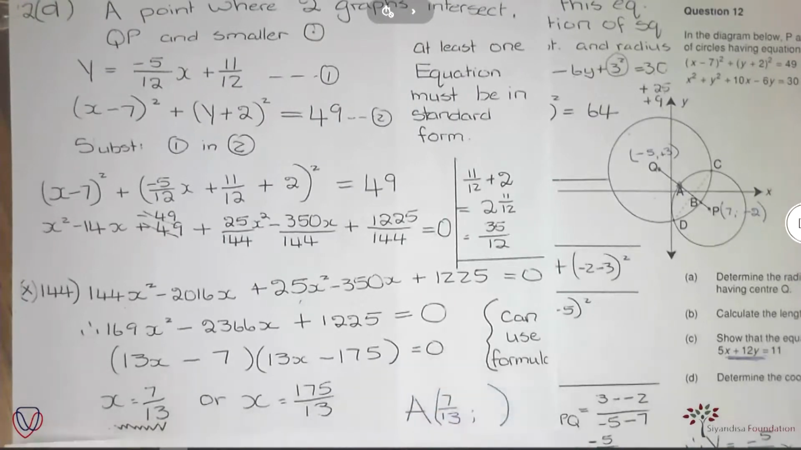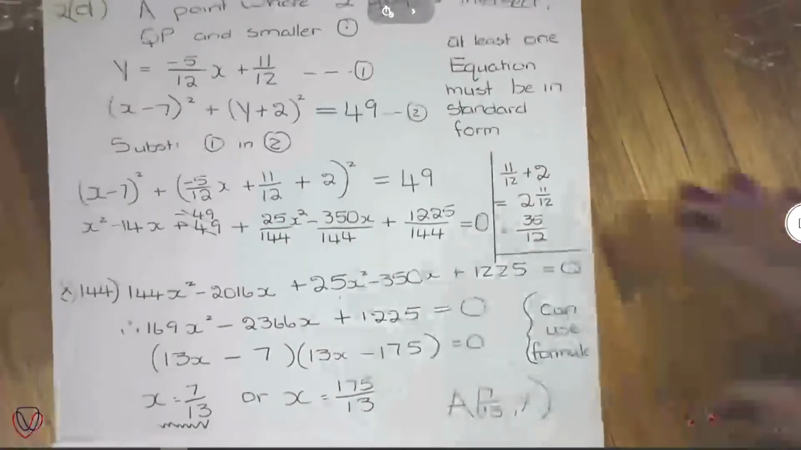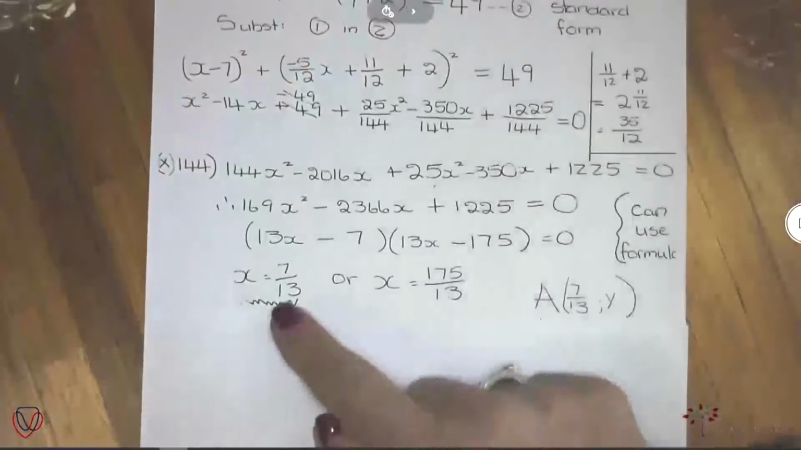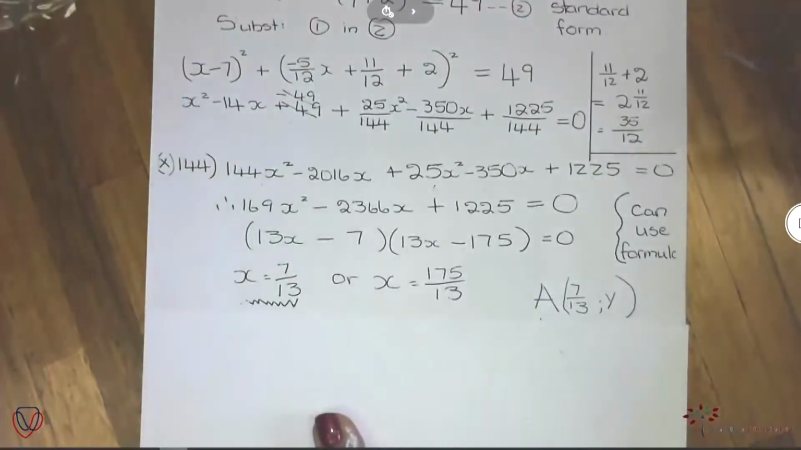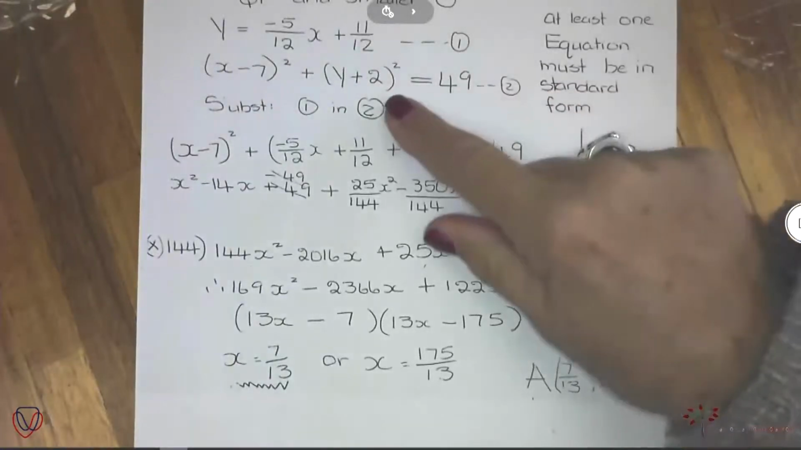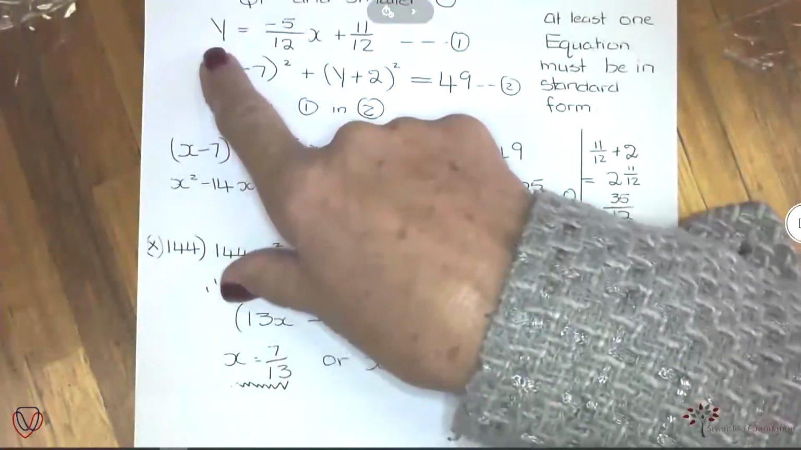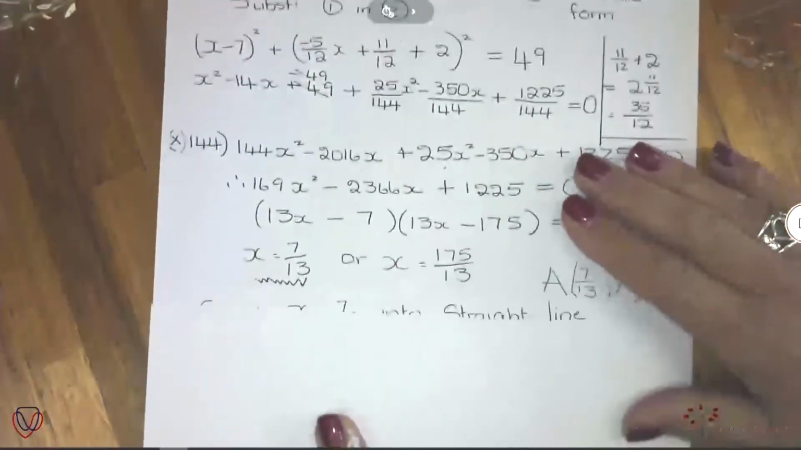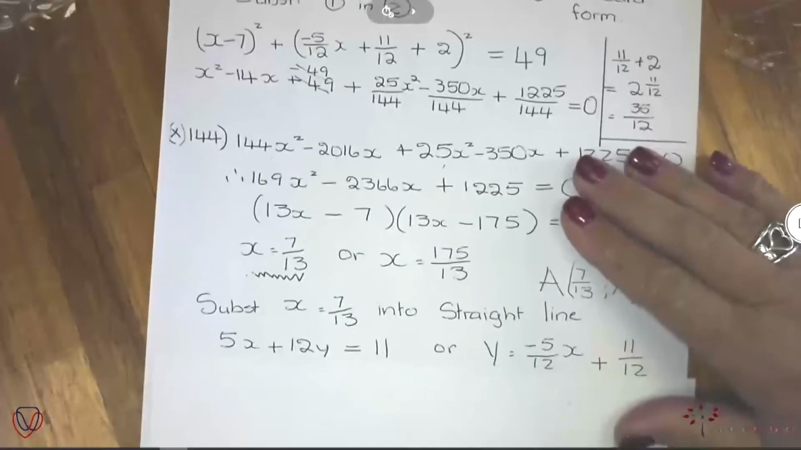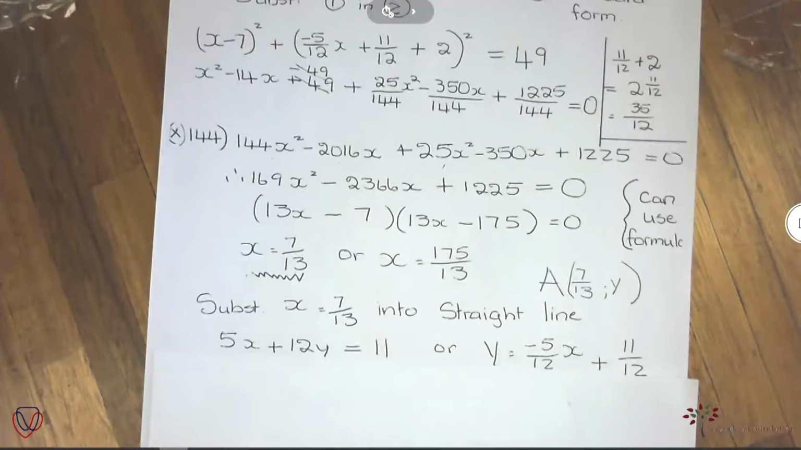Now we've got A's x coordinate, but we still need the y coordinate. So let's quickly see whether we can get the y coordinate. We take that x is 7 over 13, we substitute it back into one of our equations. You won't choose this one. You will choose that one, because you've already got the y there. So you're going to say negative 5 over 12. I'm going to substitute 7 over 13.